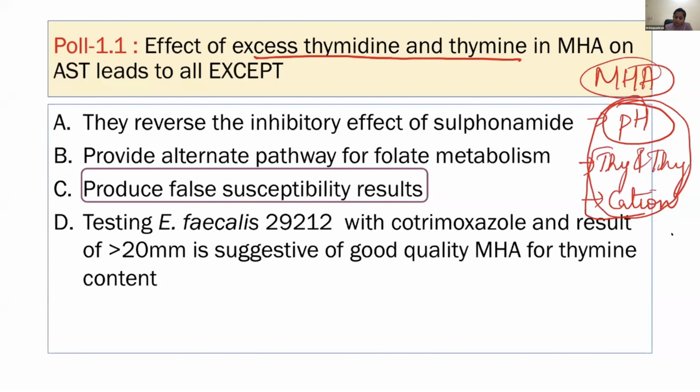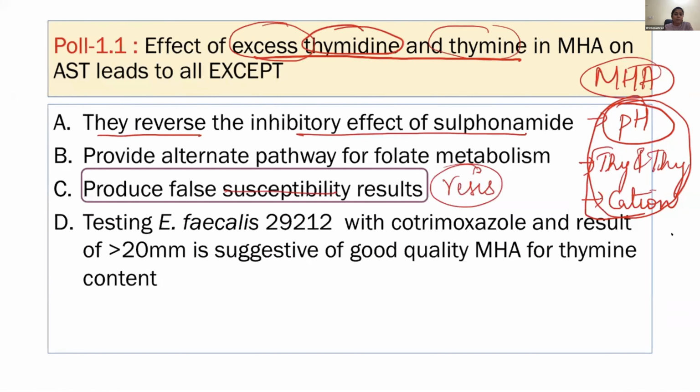So what is the question? In the MHA, Muller-Hinton agar, suppose there is excess thymine and thymidine. What will be the results? The answer here is that it leads to more false resistant results. All other options are correct. That is, they reverse the inhibitory effect of sulfonamide. Pallab sir has already explained that they provide an alternate pathway for folate metabolism. Thymine, thymidine provides an alternate pathway. That is why it leads to false resistant results.